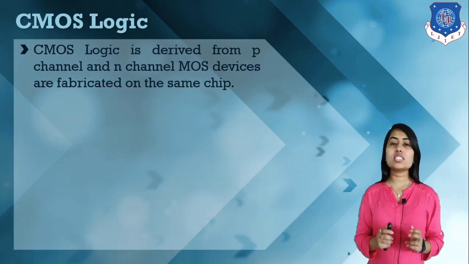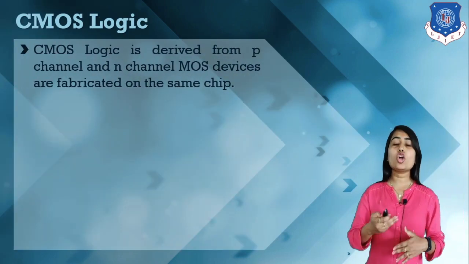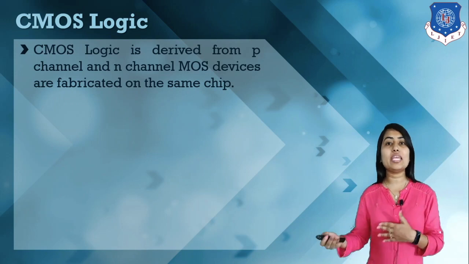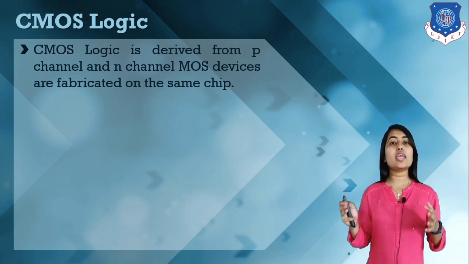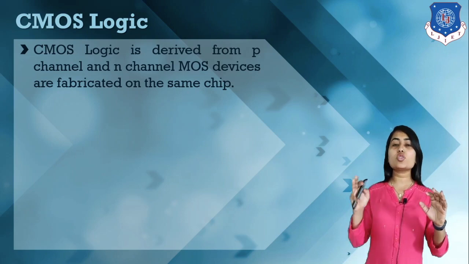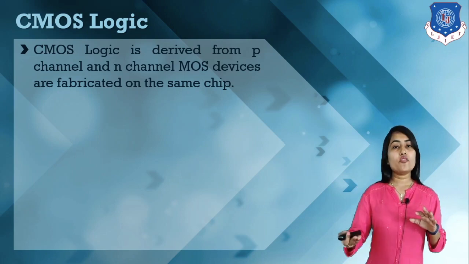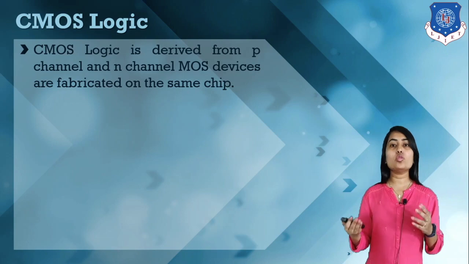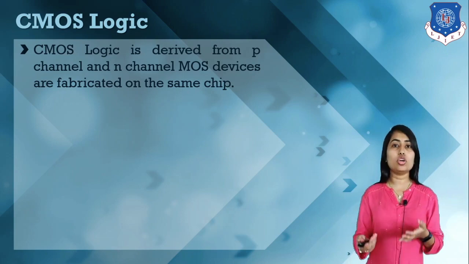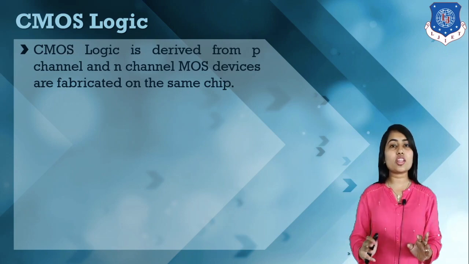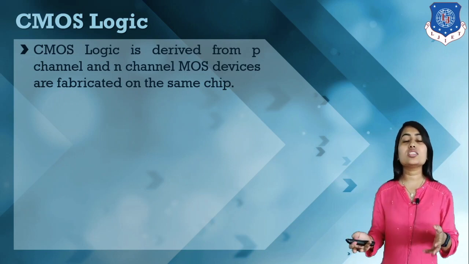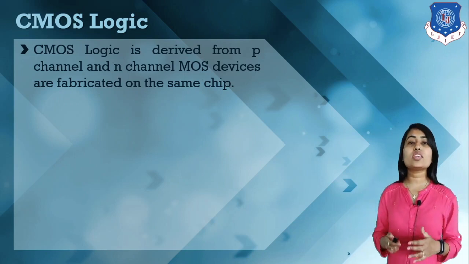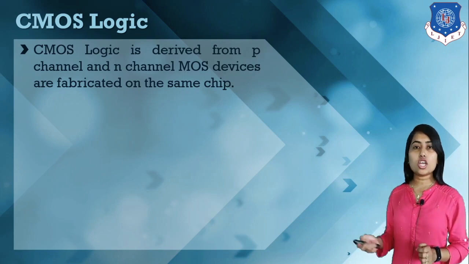Next we have CMOS logic. CMOS is basically complementary metal oxide semiconductor. So here we have an N channel MOSFET and a P channel MOSFET. N channel MOSFET and P channel MOSFET are fabricated on the same platform, so it is known as CMOS. Using this CMOS we can perform various types of logical operations.